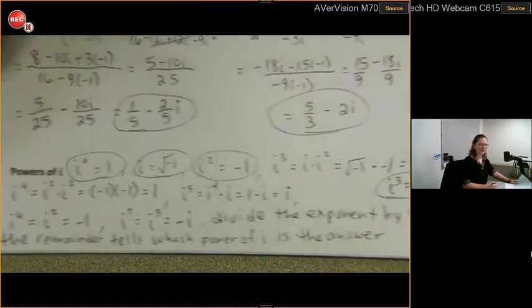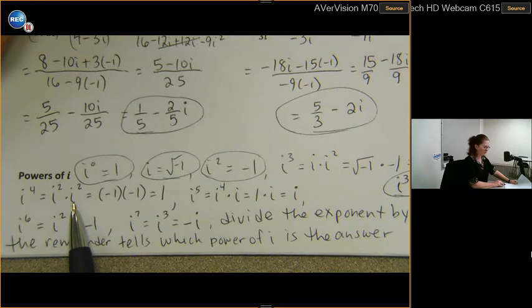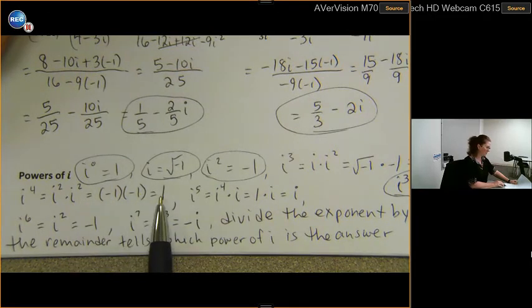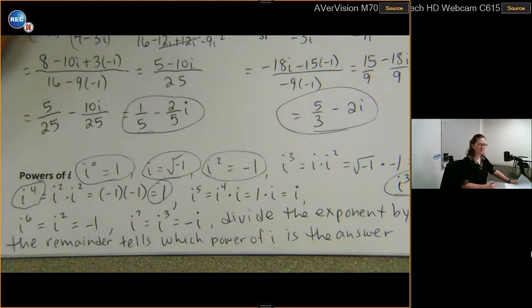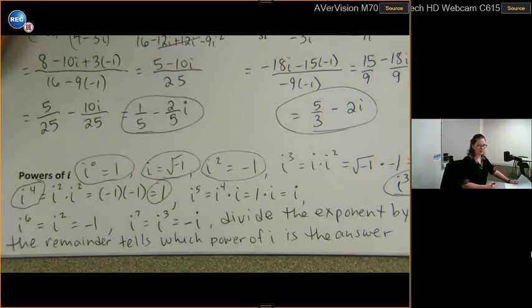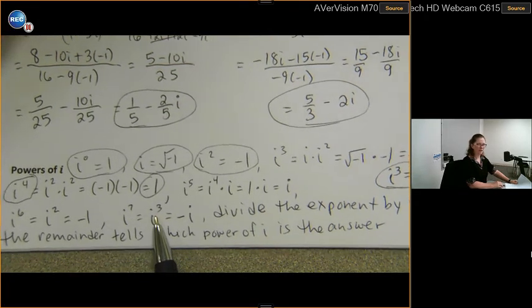And then i to the 4th, we could say i squared times i squared, which would be negative 1 times negative 1, which is positive 1. So i to the 4th equals positive 1. And then after this, we're going to continue to repeat, because you notice i to the 4th and i to the 0 both equal positive 1. i to the 5th is the same thing as i to the 1st. i to the 6th is the same thing as i squared. i to the 7th is the same thing as i to the 3rd. And then it just keeps repeating.